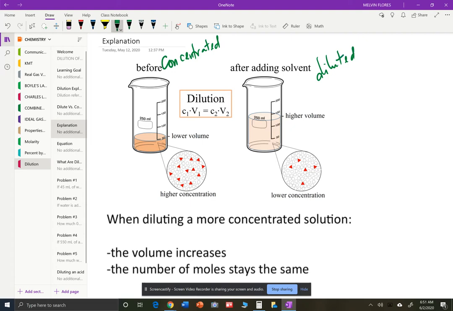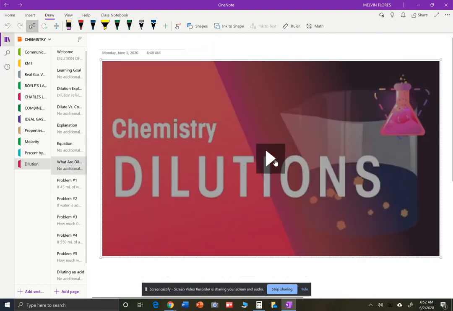When adding solvent to a concentrated solution, the volume increases, but the number of moles stays the same. This means that the amount of solute in a given solution is the same. It doesn't change, only the volume, because you added solvent or water to the solution. But before we proceed with our calculations, let us know more about dilutions by watching this video.